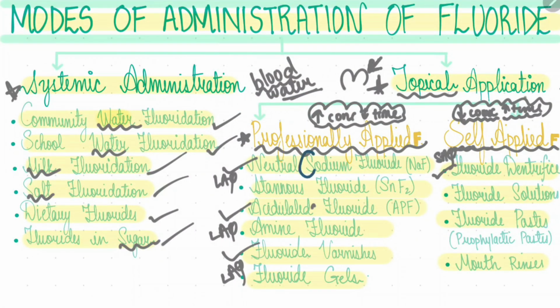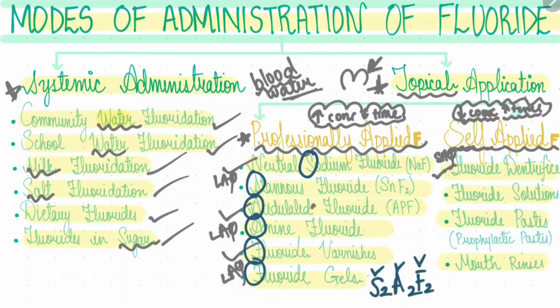Now we remember it as SS, which is S2, AA, which is A2, and then we have FF, which is F2. S2, A2, F2. From S2 we have sodium fluoride, stannous fluoride. From A2 we have acidulated phosphate fluoride and amine fluoride. From F2 we have fluoride gels and fluoride varnishes.